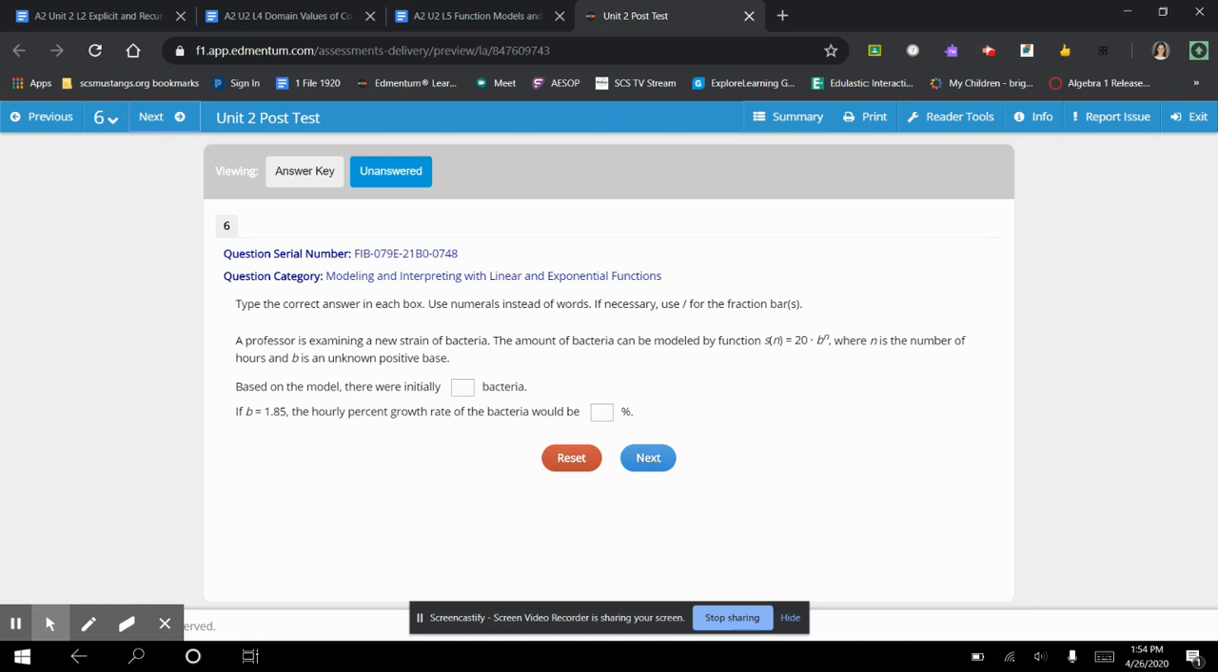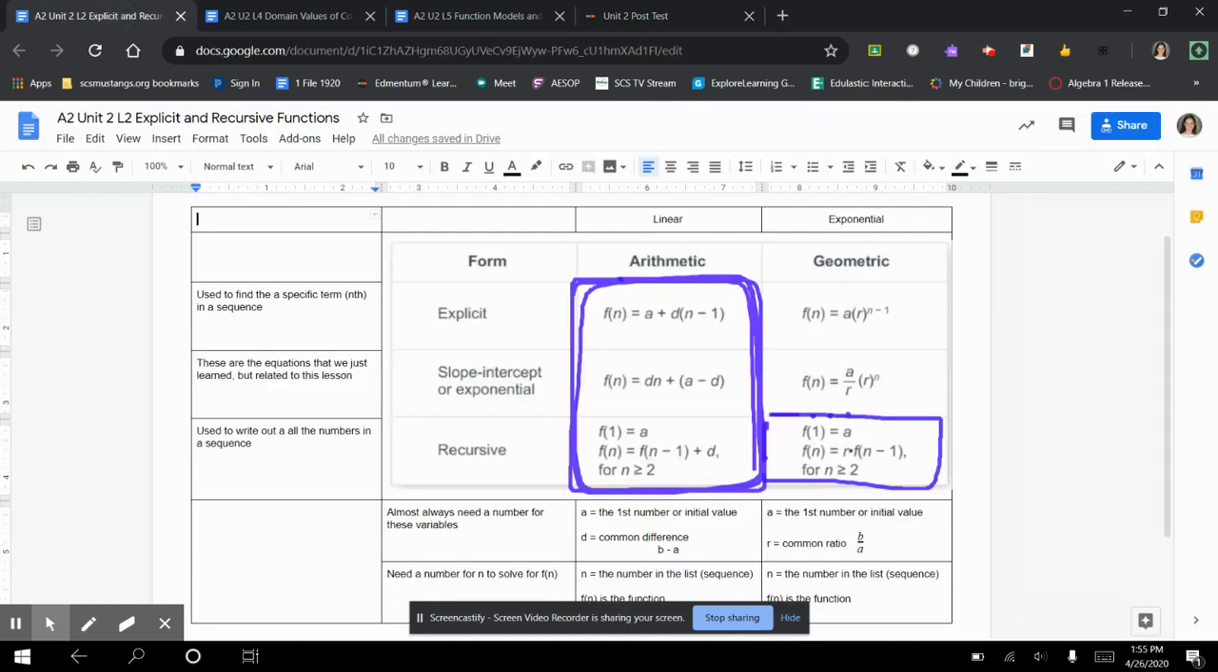A professor is examining a new strain of bacteria. The amount of bacteria can be modeled by the function S of n is equal to 20 times b to the n, where n is the number of hours and b is an unknown positive base. Based on the model, there were initially blank bacteria. So there's a couple different places that you could look for this one, but we can go back to our lesson 2 chart that we used.